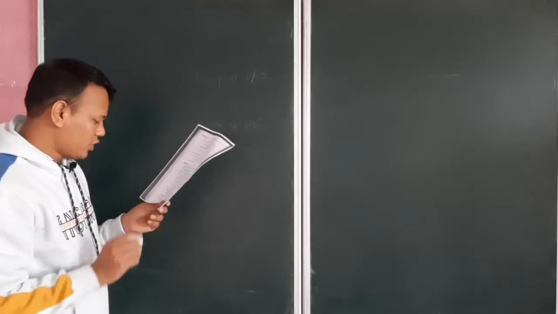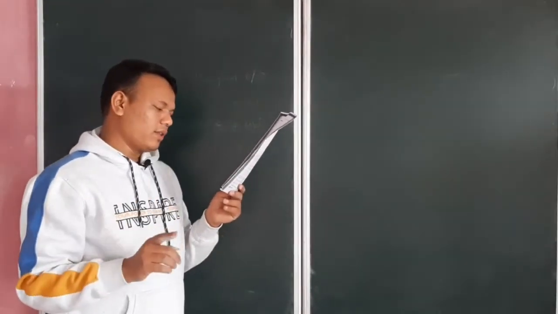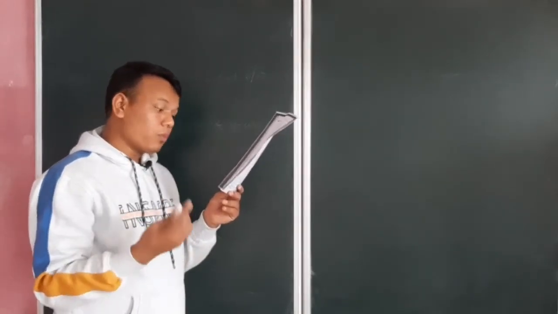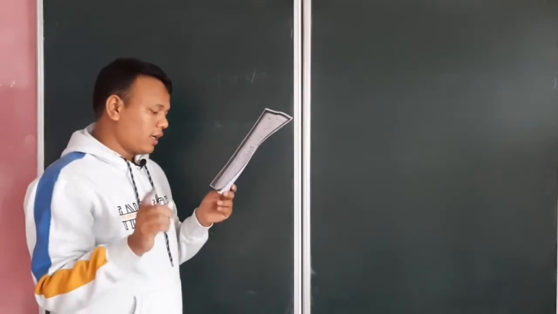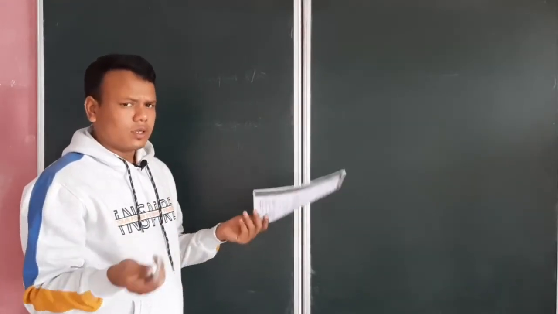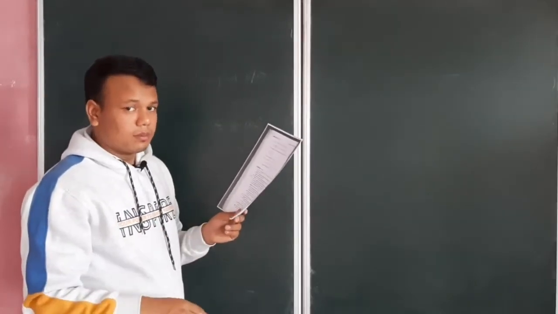Okay, let me take question number 9. Question 9 says, if the intercept of a line between the coordinate axes is divided by the point -5, 4 in the ratio 1:2, find the equation of the line. So again it's going to be the same. I'm just going to give you the hint, you will try the sum by yourself.